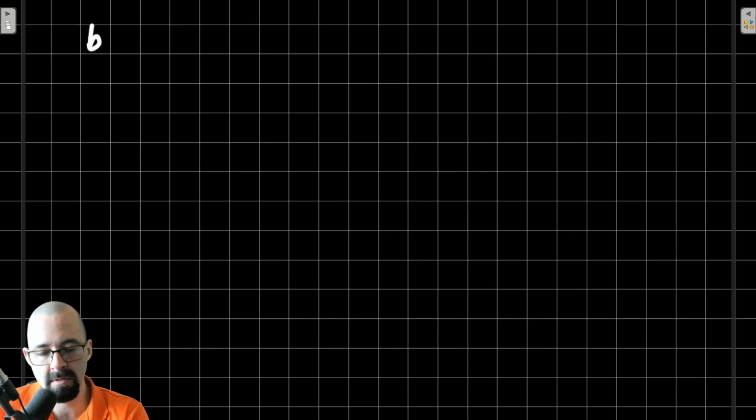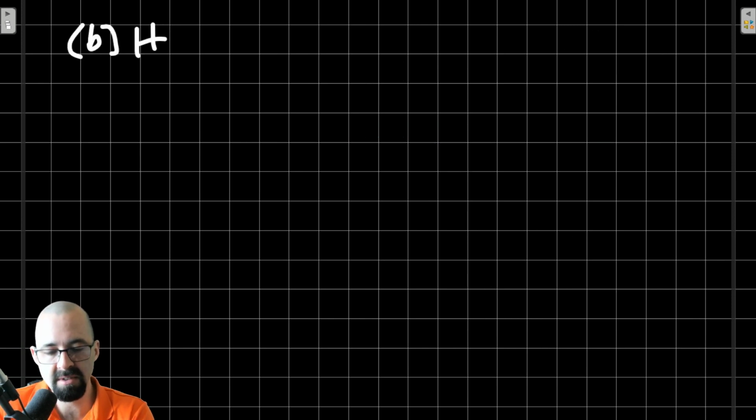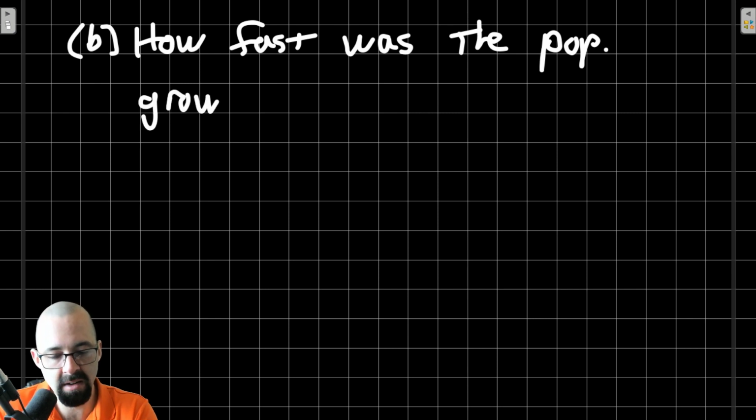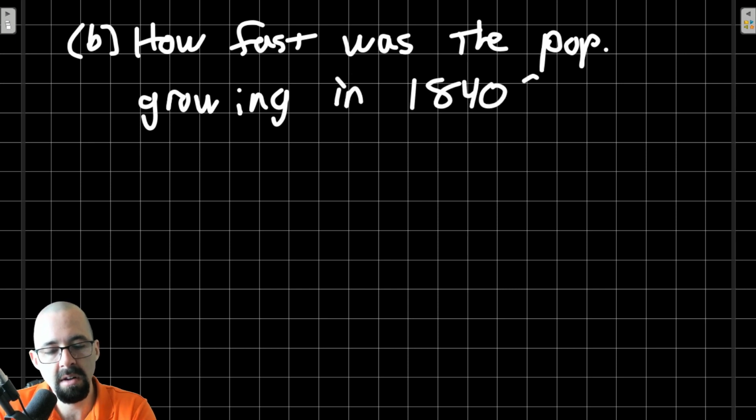Anyway, let's do part B. Part B is how fast was the population growing? We found the average growth rate. Now we want the instantaneous growth rate in 1840. So that's going to be the derivative of the function, the slope of the function.